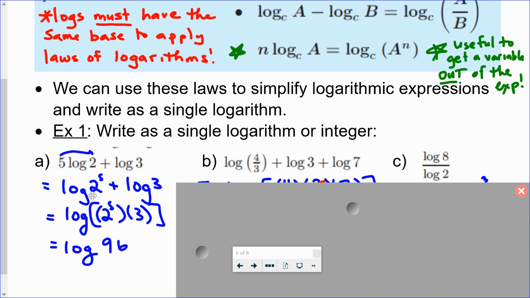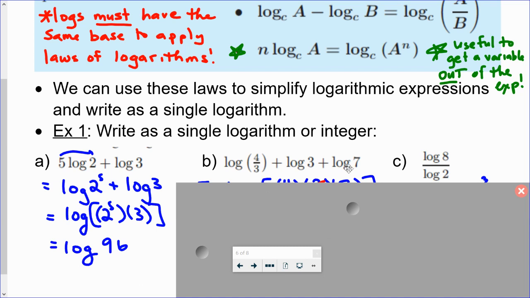Then I've got two logs. They both have the same base, 10. So I can keep the base and I can multiply the two values together to get 2 to the 5, which is 32, times 3, which is 96. So it's the same as the log of 96.